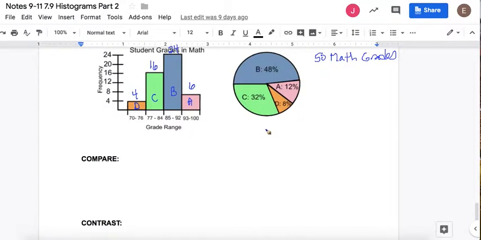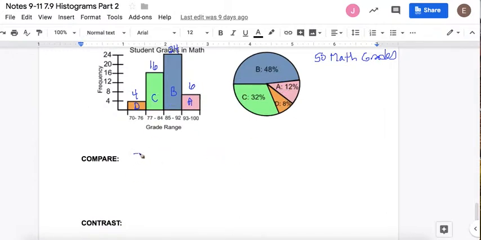So do you see a relationship here? Yes, the frequency of each interval is the same percent as the graph, because 4 out of 50, if I double 50, I get 100, and if I double 4, I get 8, and 8 out of 100 is 8%. Okay? If I have 16 out of 50, if I double 50, I get 100. If I double 16, I get 32. So 32 out of 100 is 32%. Same thing here. If I double 24, I get 48, so that's 48%. And if I double 6, I get 12, so 12%.